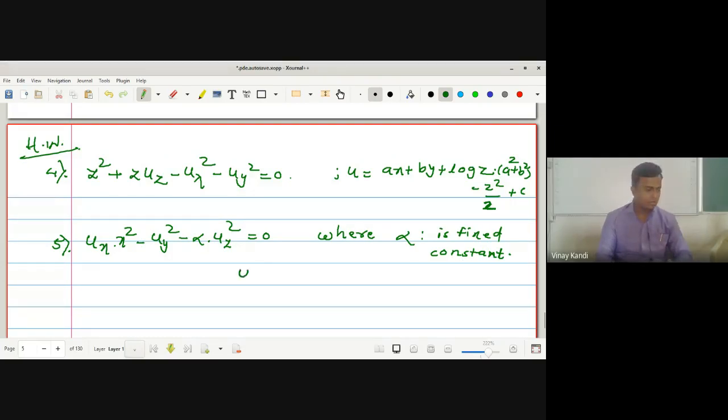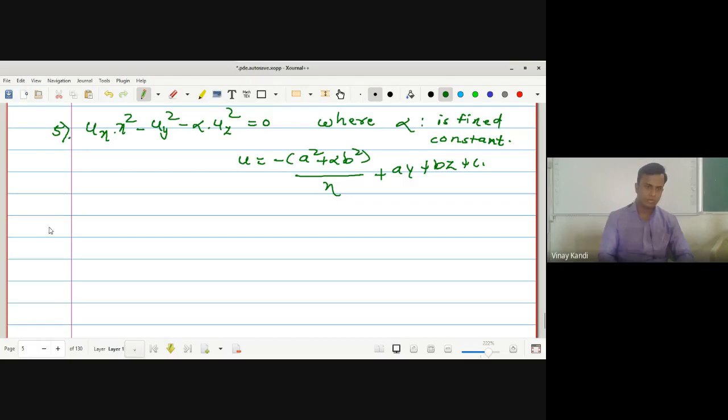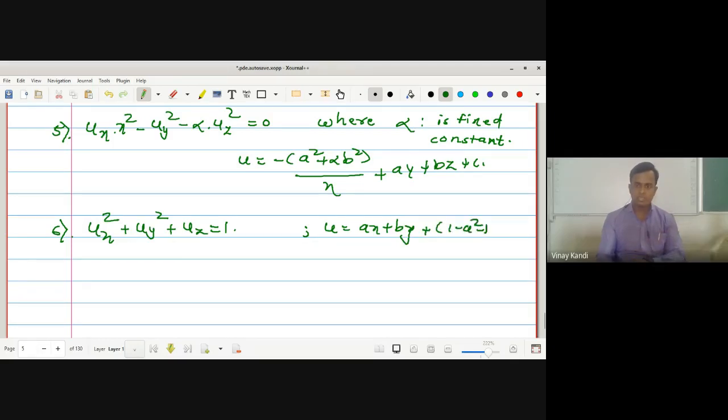So the answer will be u is equal to minus (a square plus alpha b square) upon x plus ay plus bz plus c. So this is the equation 5. Number 6: ux square plus uy square plus uz is equal to 1. The answer will be u is equal to ax plus by plus (1 minus a square minus b square) into z plus c.